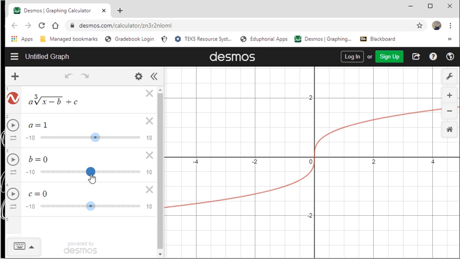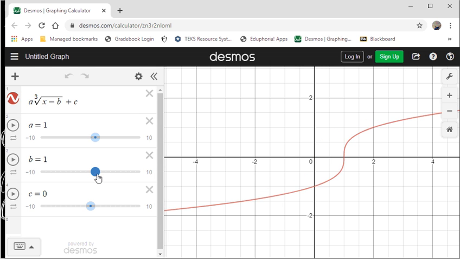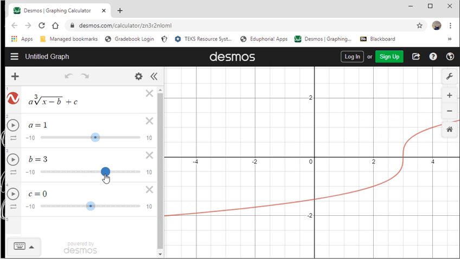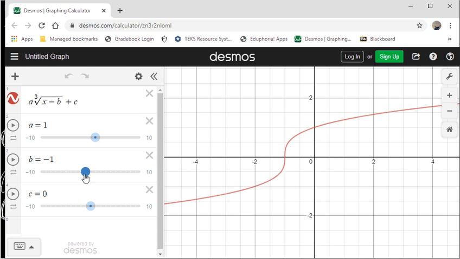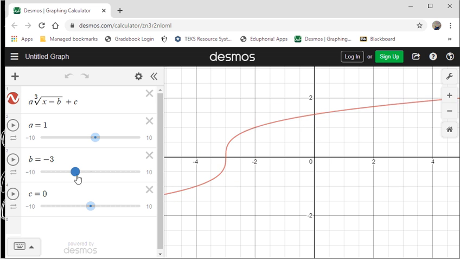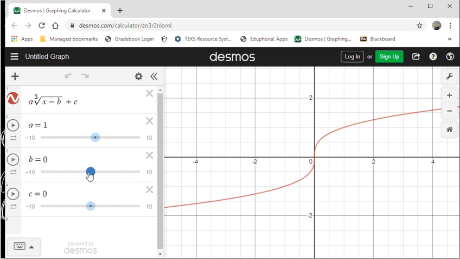And B is our horizontal shift. If I am subtracting, I'm going to the right. However, if B is negative, that would mean that's a double negative, so it would become X plus B, right? I start shifting to the left. And C, obviously, that's just shifting us up and down.